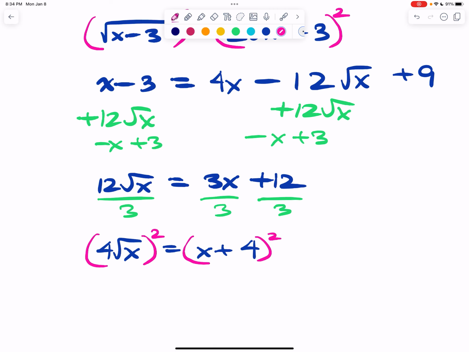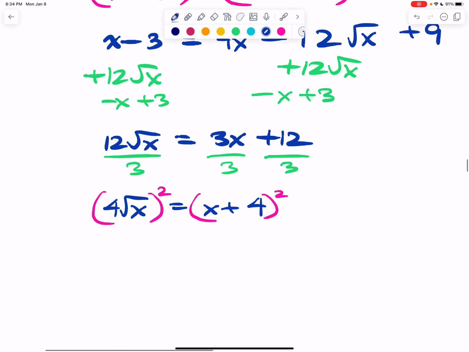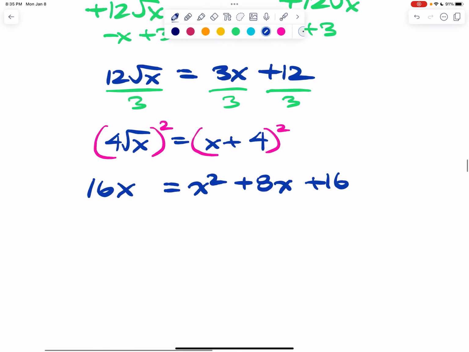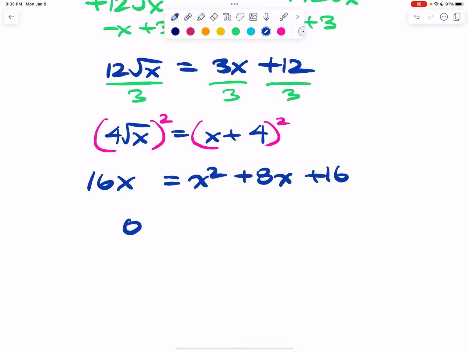Left side, we've got the square of 4 root x. That'll be 16x. Right side, square of a binomial, the first thing squared, the second thing squared, and in the middle, 2 times their product. Now this is just a quadratic equation, and we know how to solve that.